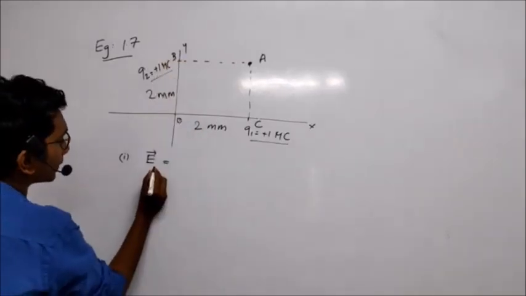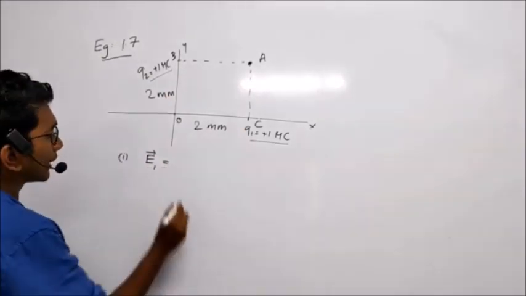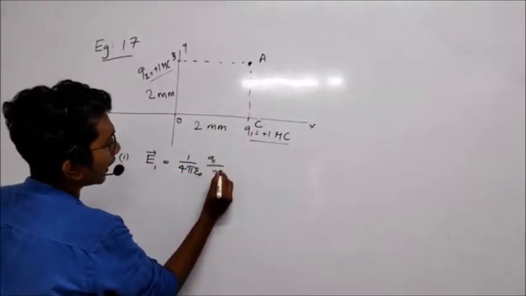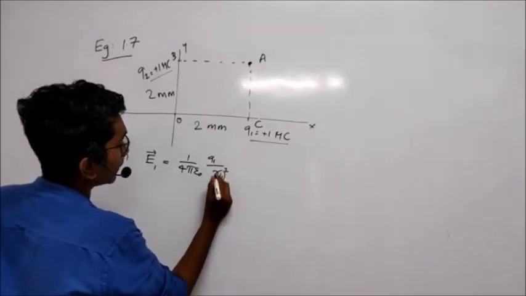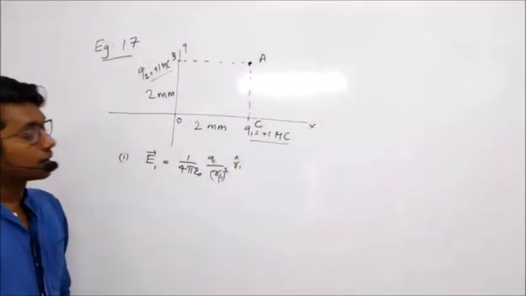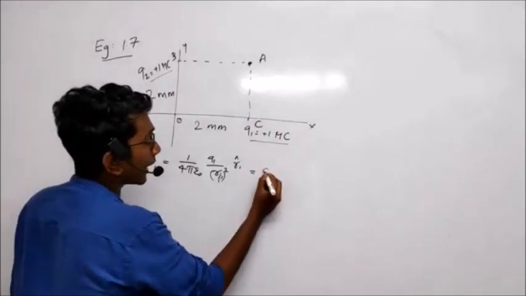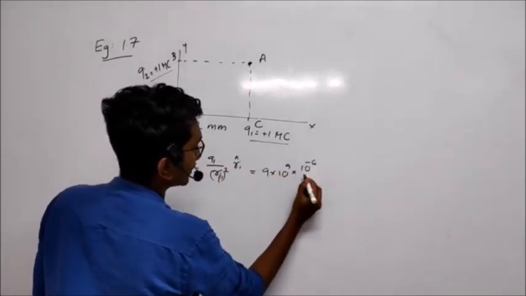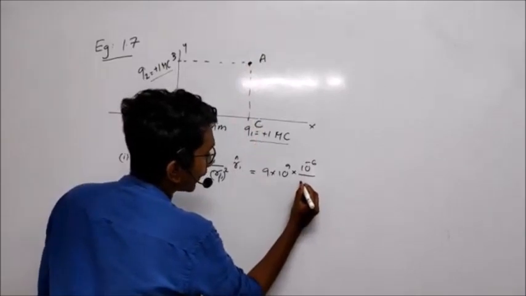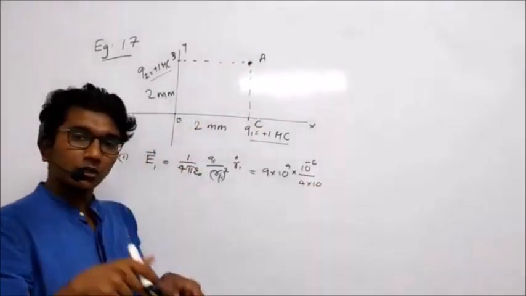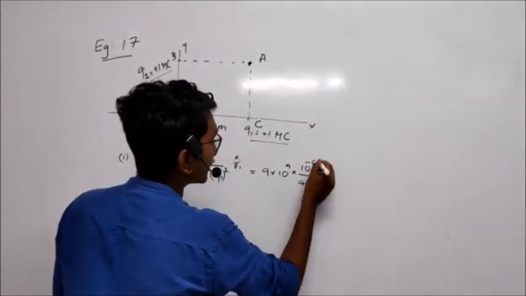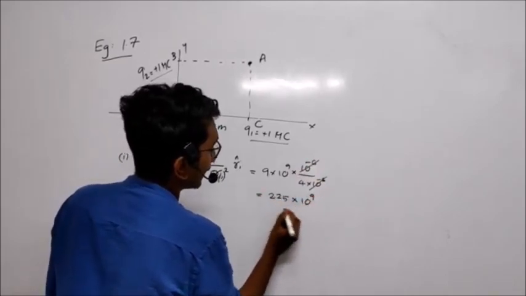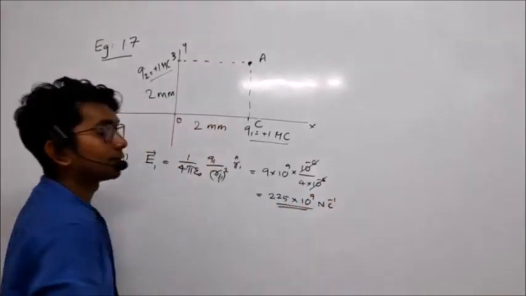The electric field due to this one, I will call E1. E1 is equal to 1 by 4 pi epsilon naught into Q1 divided by R1 square, into R1 cap. The numerical value is 9 × 10^9 into Q1, 1 microcoulomb, 10^-6, divided by 2 millimeter square. 2 square is 4, millimeter square is 10^-3 the whole square, 10^-6. So the 10^-6 terms cancel, and it will be 2.25 × 10^9 newton per coulomb. This will be the value.